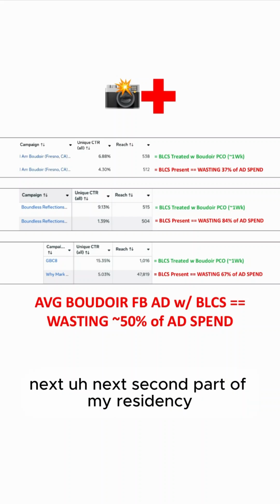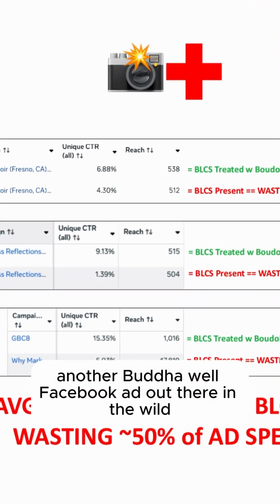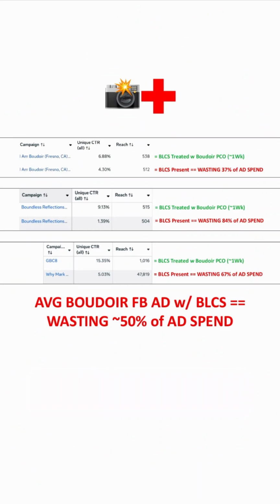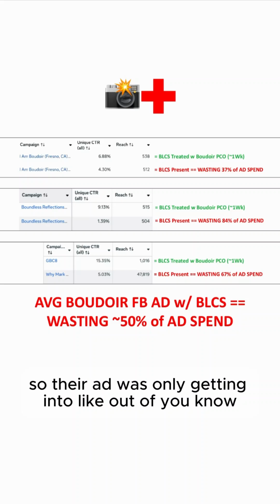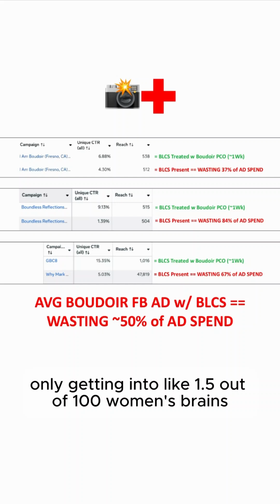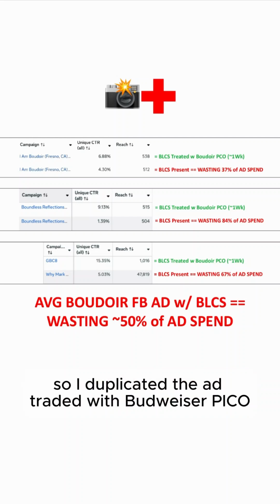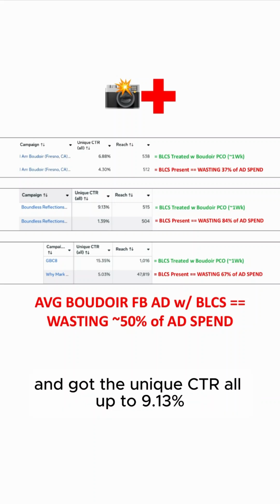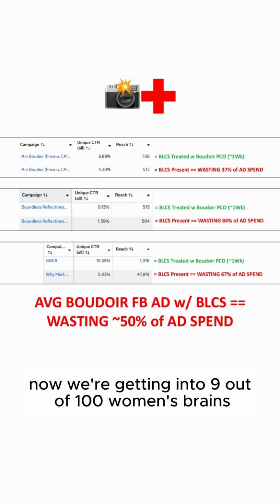Next, second part of my residency, I found another Boudoir Facebook ad out there in the wild, brought it back to the hospital, ran it, tested it, found out BLCS was present, unique CTR of 1.39%. So their ad was only getting into, out of 100 women, only getting into 1.5 out of 100 women's brains. So I said, cool, easy enough fix for me. So I duplicated the ad, treated it with Boudoir Pico, took about a week, and got the unique CTR all up to 9.13%. So basically, instead of their ad getting into 1.5 out of 100 women's brains, now we're getting into 9 out of 100 women's brains.